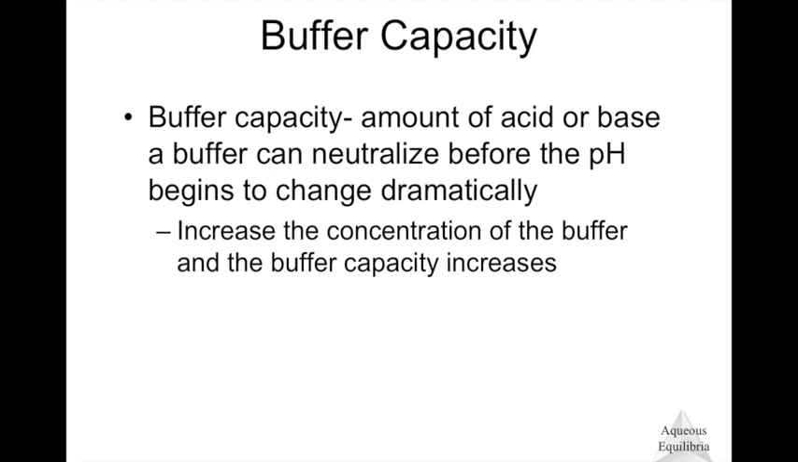The buffer capacity is the amount of acid or base that it can neutralize before the pH begins to change dramatically. So intuitively, if you increase the concentration of the buffer, then the buffer capacity increases. If you were to decrease that, it would decrease, right? Because you have fewer moles of weak acid and weak base in there to absorb the strong or weak acid or whatever it is that's being added to it.